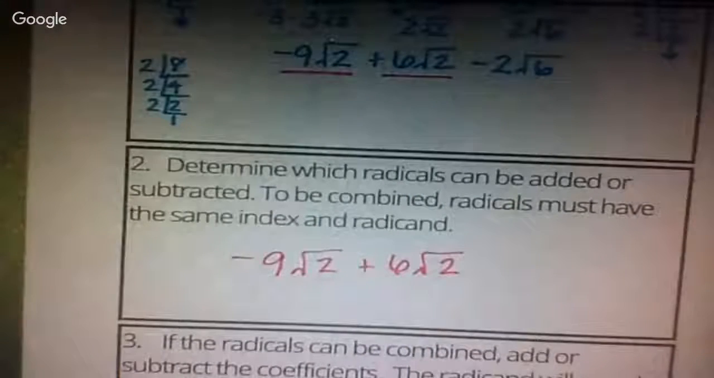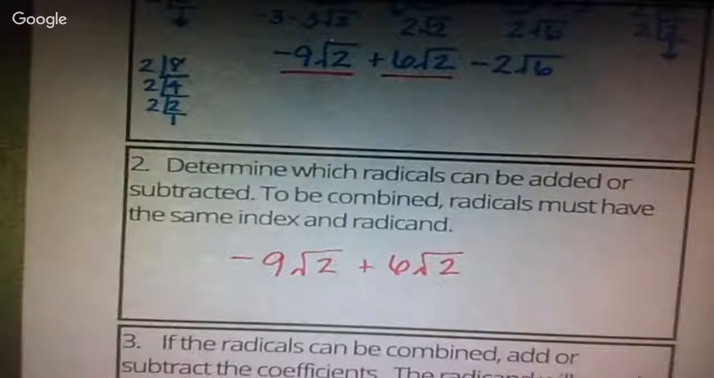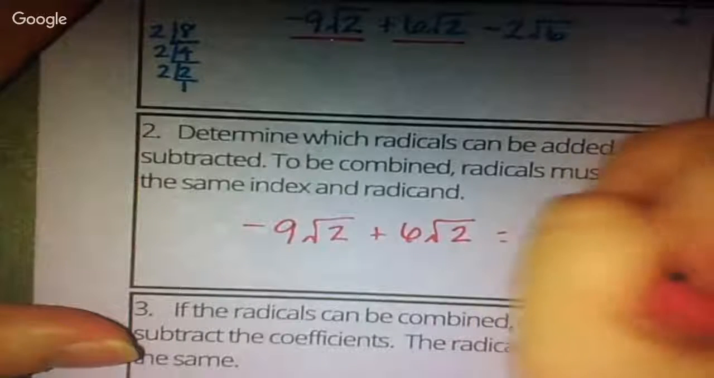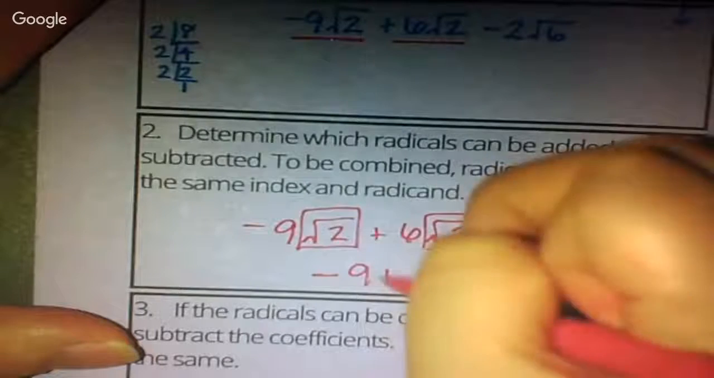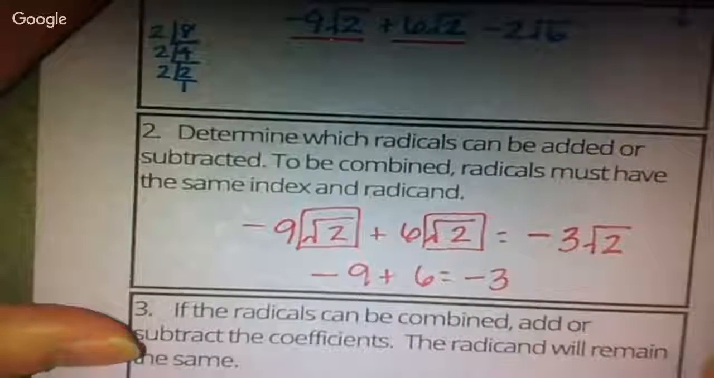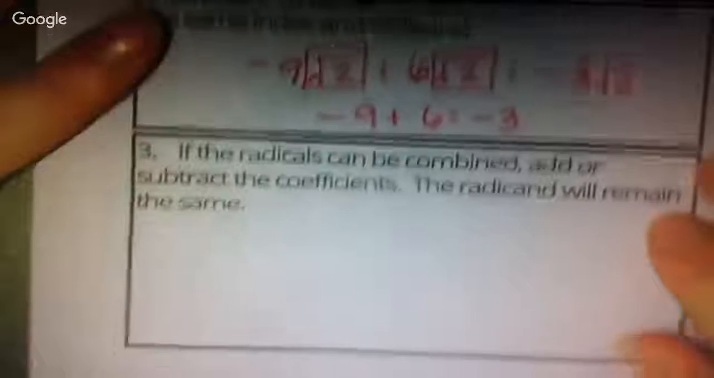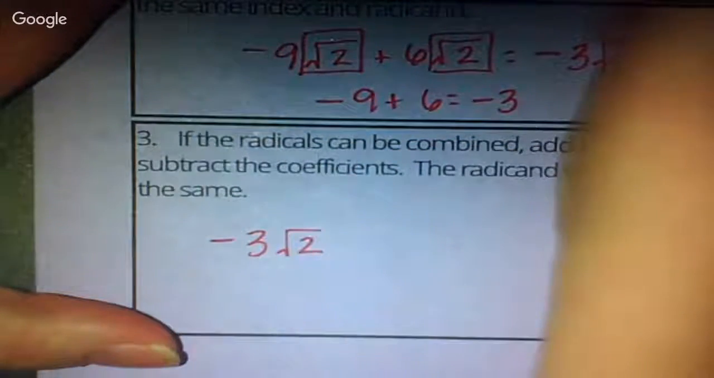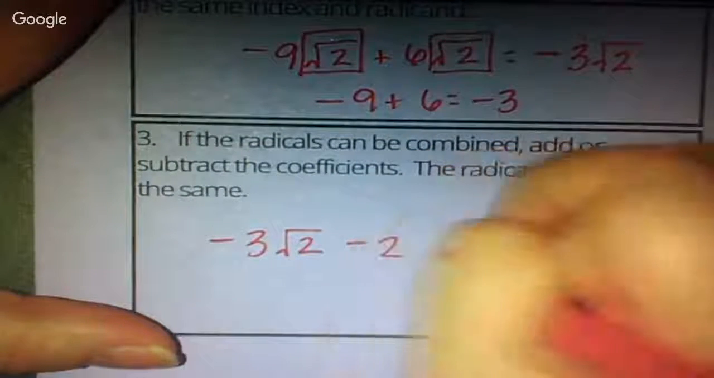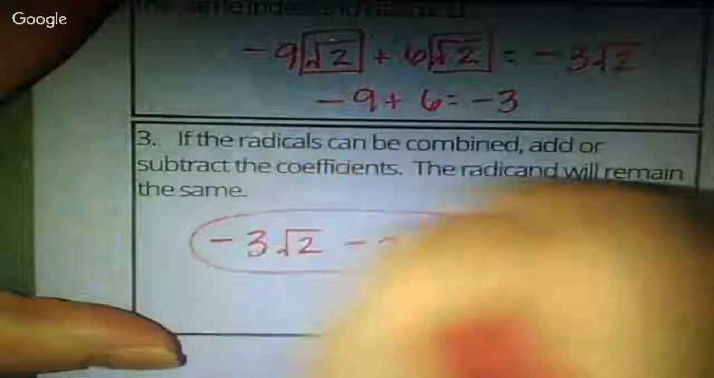Okay, so I can't combine negative 2 square roots of 6 because they don't have the same. They've got the square root, but I have a 6 instead of a 2. So Rebecca says that this goes together and gives me negative 3 square roots of 2. Again, you keep this, and negative 9 plus 6 gives me negative 3. Okay? So my final answer then is what you get when you combine the two. So negative 3 square roots of 2. And then don't forget to bring down what you couldn't combine, minus 2 square roots of 6.